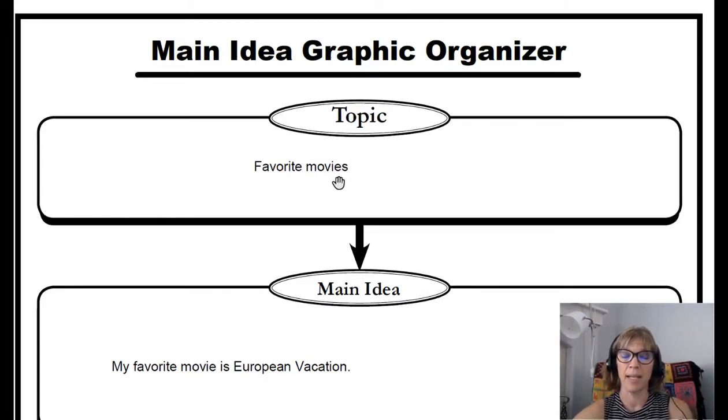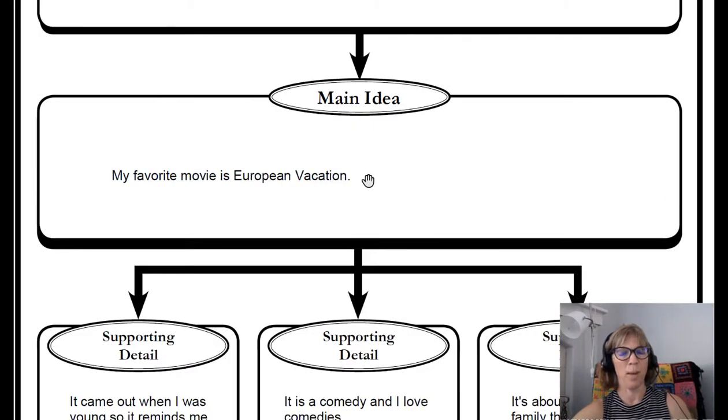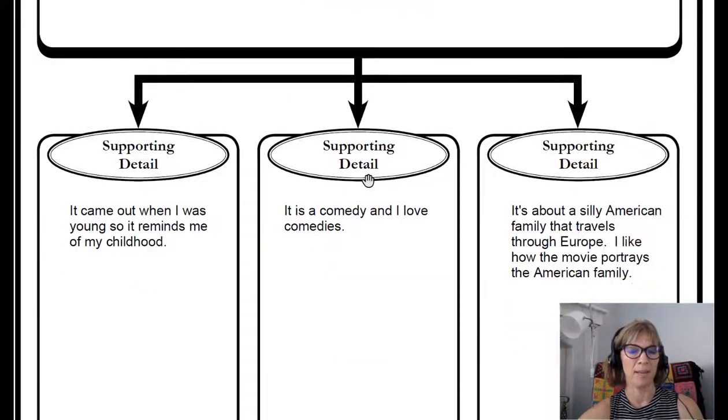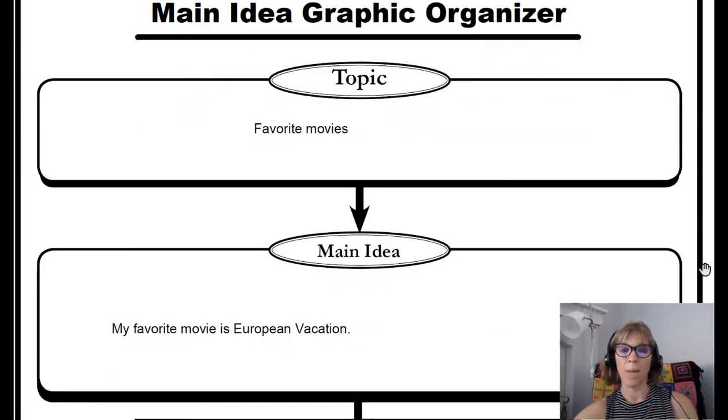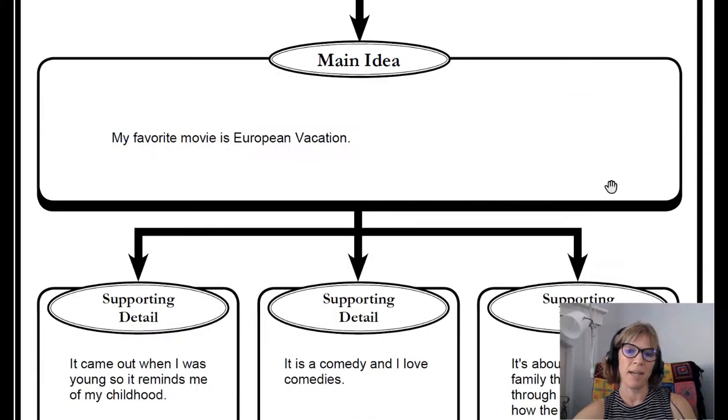There's always one topic, and in my example at the beginning of this video, I discussed the topic of favorite movies. And my main idea, my most important point to you, was my favorite movie is European Vacation. So that's the main idea. Now the details were the descriptions I gave, the reasons why I like European Vacation. Because it came out when I was younger, it reminds me of my childhood, it's a comedy and I love comedies, and it's also about a silly American family that travels through Europe, and I like how the movie portrays this American family. So this is an example of how I took my discussion with you, something I was speaking, and organized it as a topic, main idea, and supporting details.